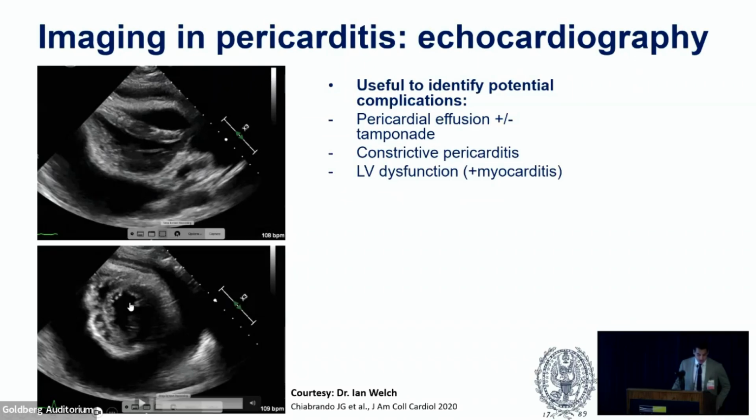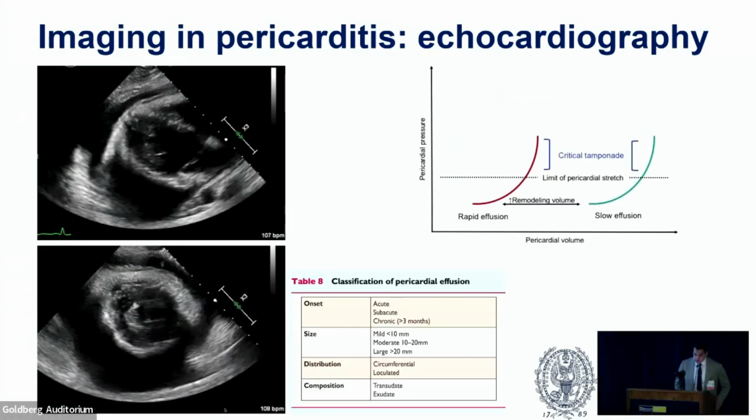Tamponade, though, is still a clinical diagnosis, and your ultrasound can be helpful in gauging and understanding what's really going on and the characteristics of the fluid. But let's not forget to still diagnose this with our exam findings. So really, echo has a very important role in effusion, looking for constriction and LV dysfunction, and it deserves to be noted again that the rate of accumulation is the key here.